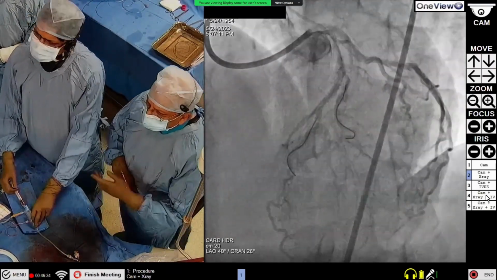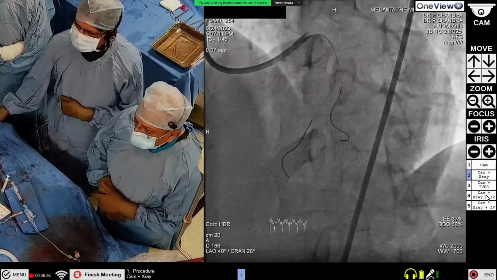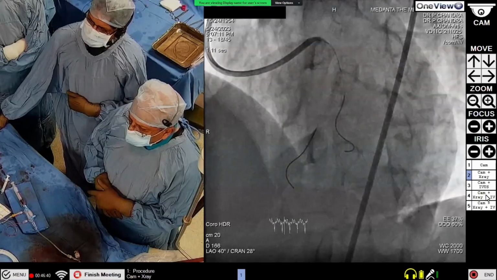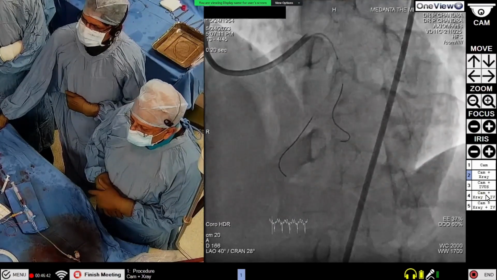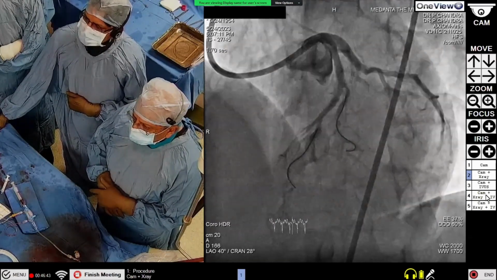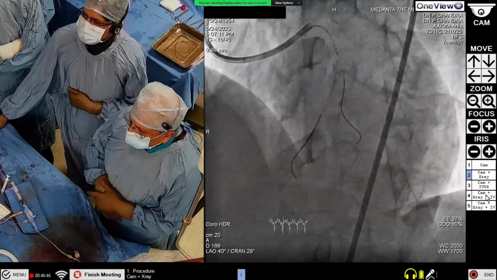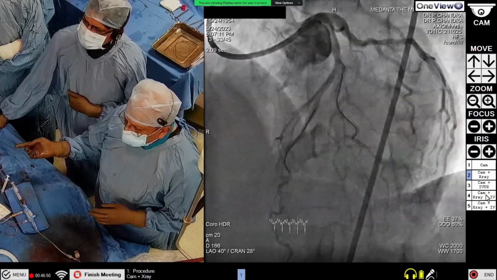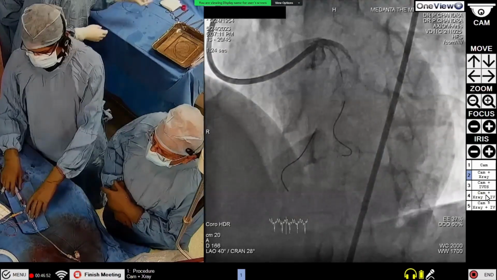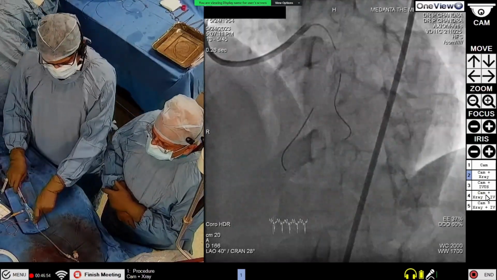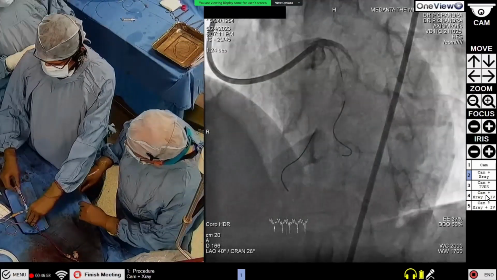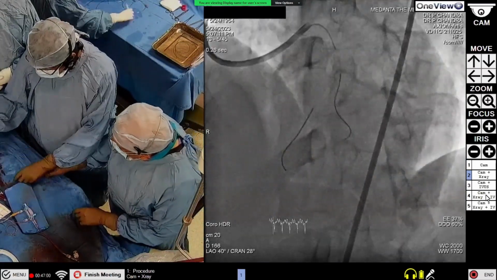Oh, that's nice. Very nice. I think flow is good and there is no dissection. It's divided into multiple branches and the actual area is very less. Yeah, we can leave it without a DEB also. Can we give some nitro, please? And the patient is absolutely comfortable. Let's check the IFR now. Check the IFR.